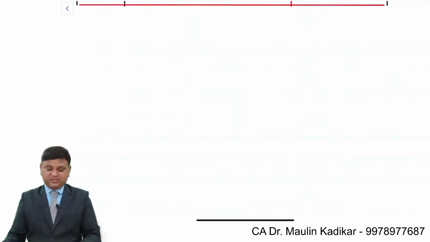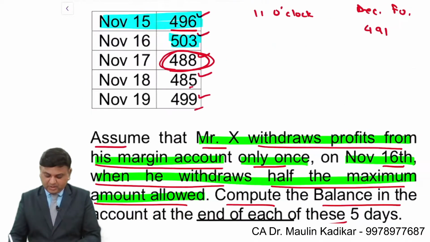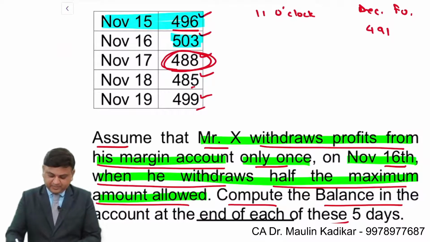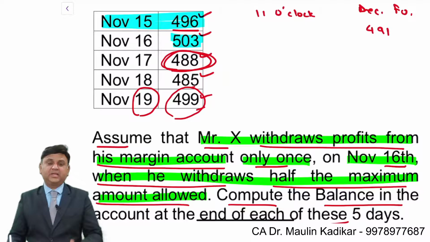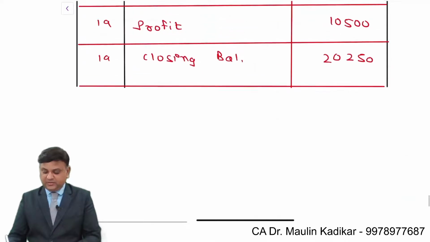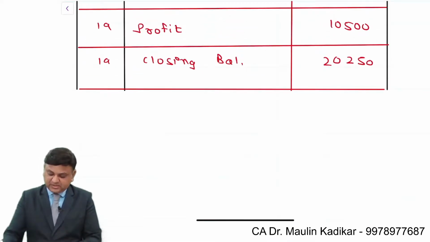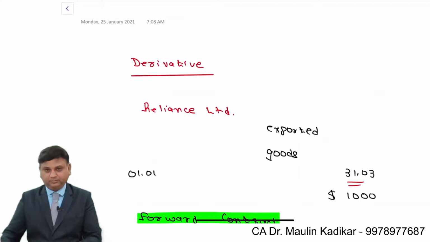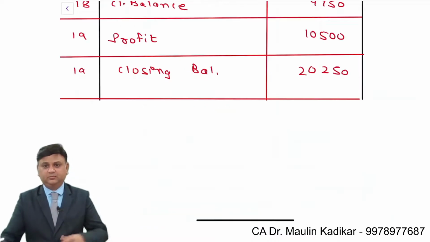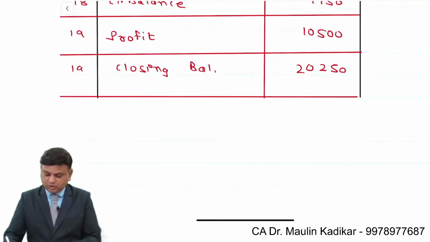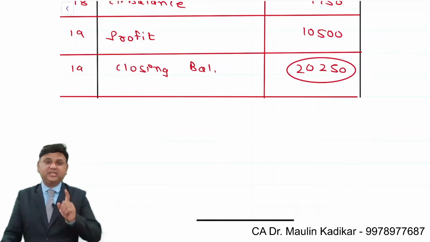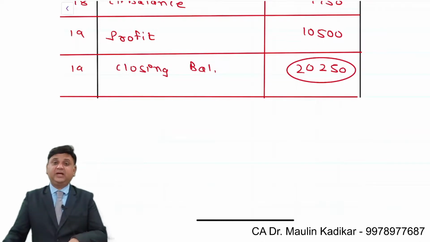Giving an example to you like this. Suppose on 19th, at the closing price of 499, the trader is squaring off his contract. Suppose at this price he is squaring off his contract. Then in that case, the trader will be given an amount of rupees 20250. And with that he will be having the profit or loss as we understand technically.